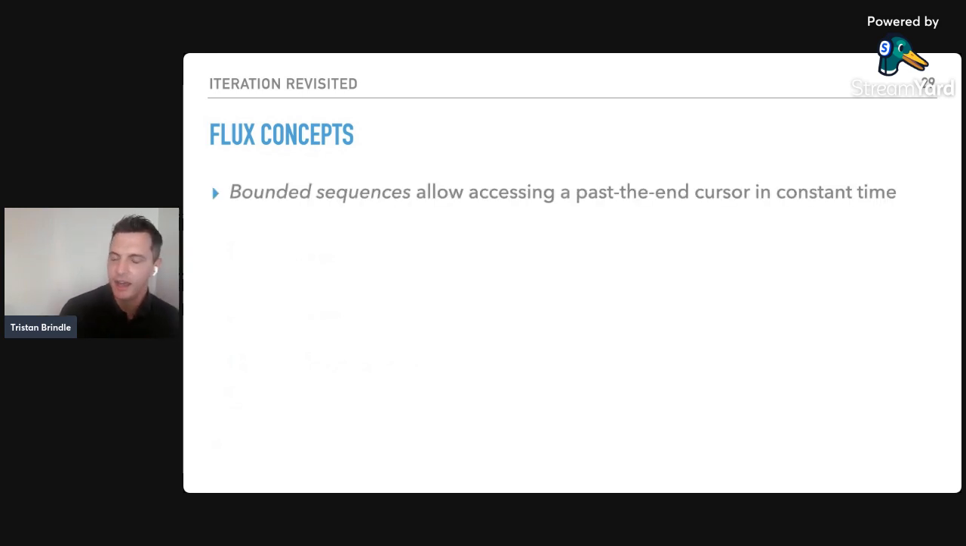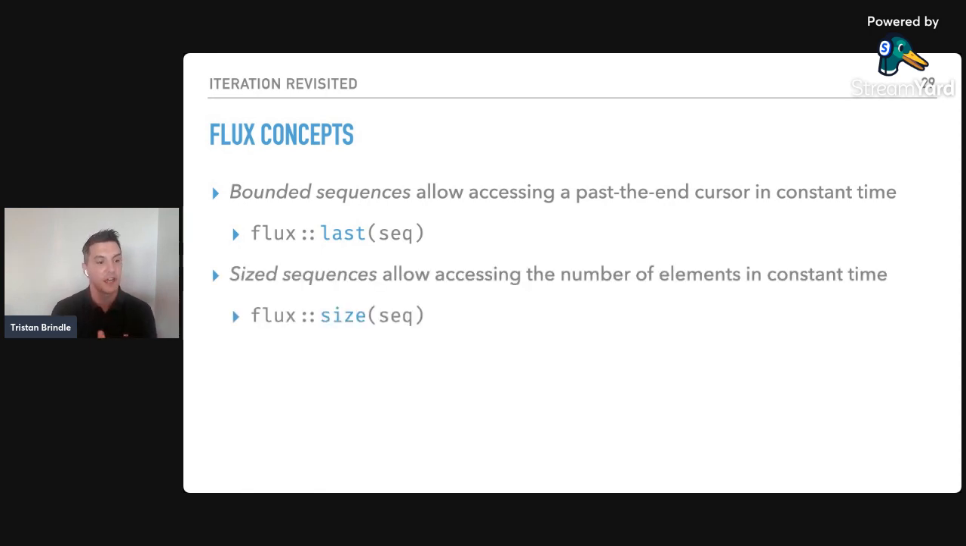We've got bounded sequences. If people are familiar with C++20 ranges, the equivalent concept is called common range. Our end check is is_last. This is very useful because not all sequences are able to provide you with a past-the-end cursor easily, in particular single pass sequences. But sometimes it is useful to get the past-the-end cursor position, and if a sequence is able to do that, it's called a bounded sequence. If we have a bounded sequence, we can call the function last, the counterpart to first, and it returns us the past-the-end cursor.